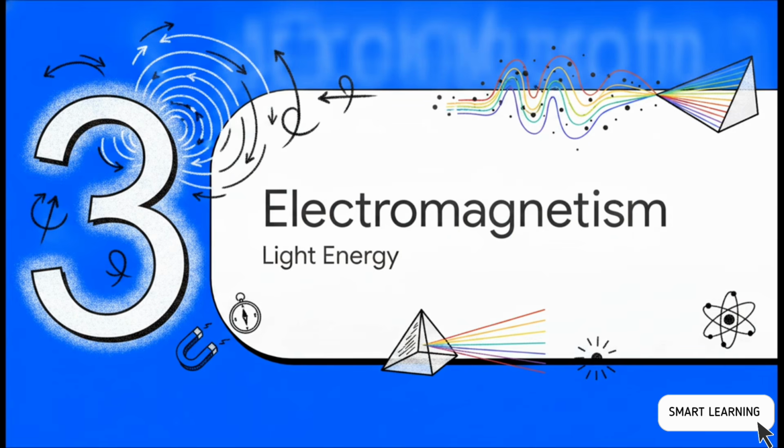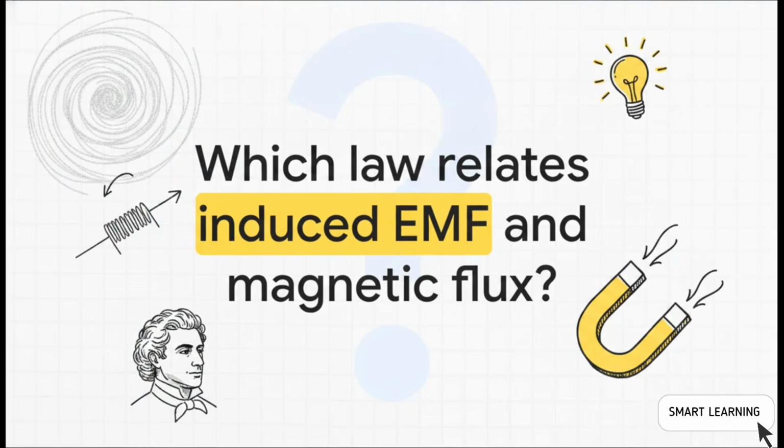Section 3, electromagnetism and light energy. Okay, here's the next one. Which law states that the induced EMF is proportional to the rate of change of magnetic flux? Is it A, Coulomb's law, B, Faraday's law, C, Ampere's law, or D, Gauss's law?